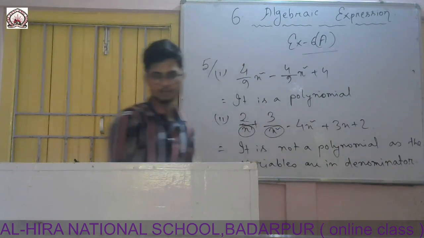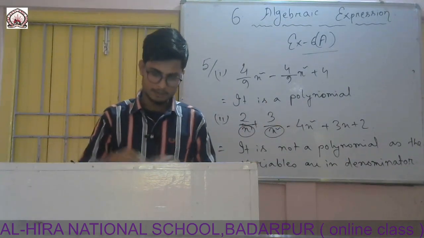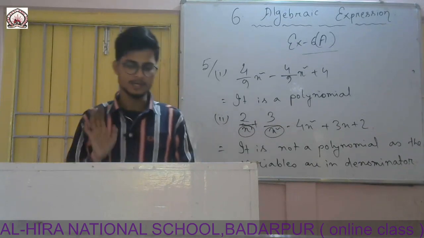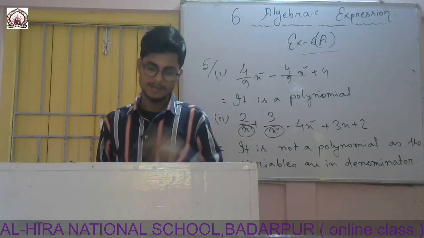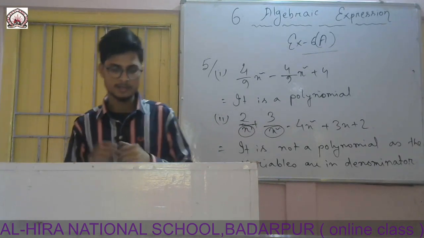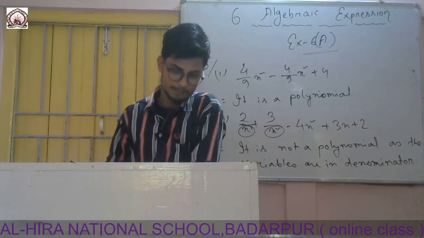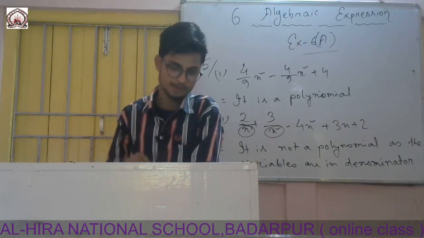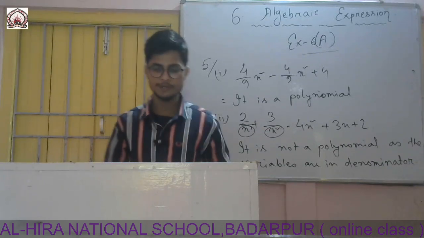Then Roman number 3, you see there also all the terms are above, that means it is a polynomial. And Roman number 4, you see x square minus 1 by x square, there x square is in the denominator, that means it is also not a polynomial. So now question number 6, write down the degrees of the following polynomials.